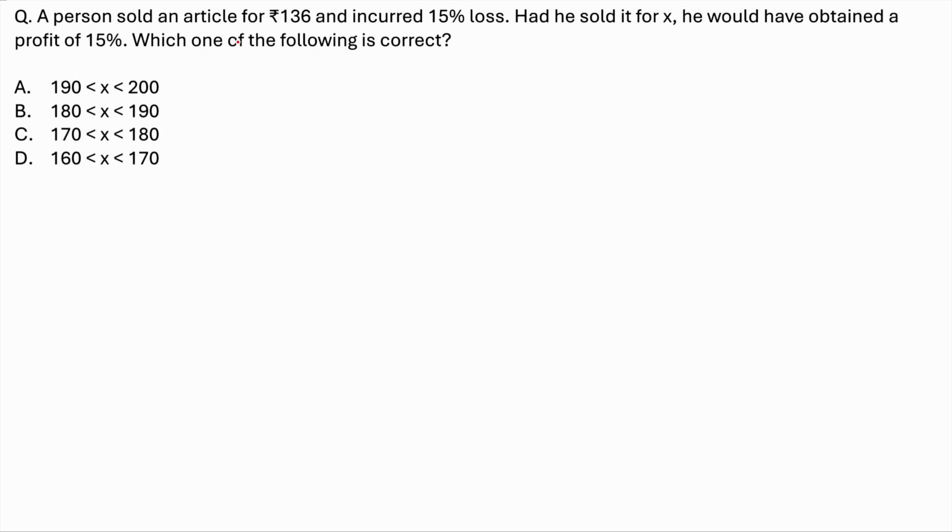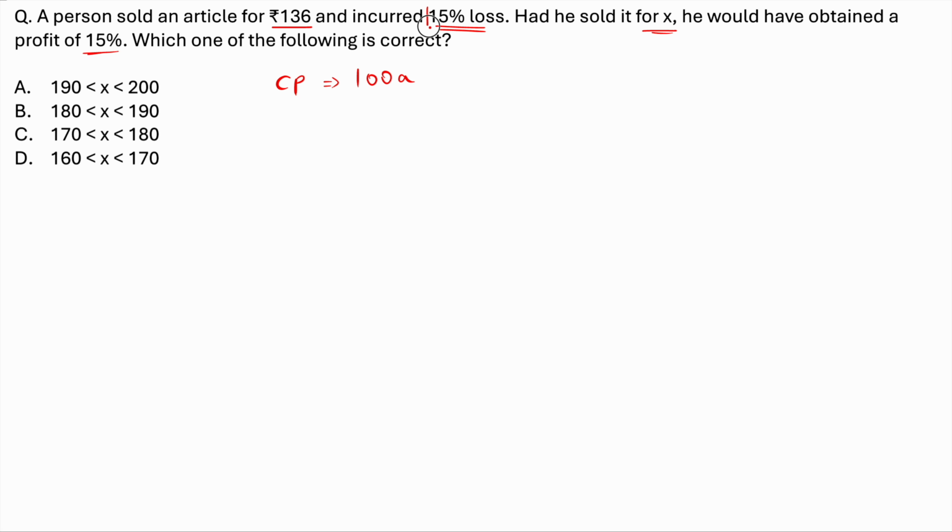Alright, a person sold an article for rupees 136 and incurred 15% loss. Had he sold it for X, he would have obtained a profit of 15%. Which one of the following is correct? Okay, so first of all, let us suppose the cost price of the article is equal to 100A rupees.